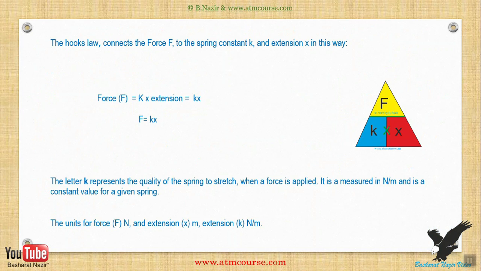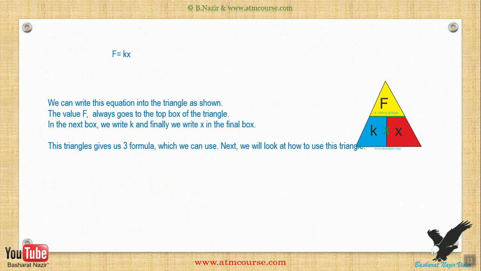Hooke's Law connects the force F to the spring constant K and the extension X in this way. Force F equals spring constant multiplied by extension, equals KX. The letter K represents the quality of the spring to stretch when a force is applied. It is measured in N/m and is a constant value for a given spring.